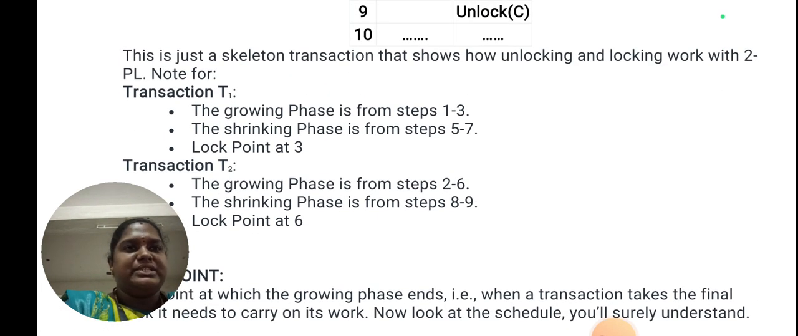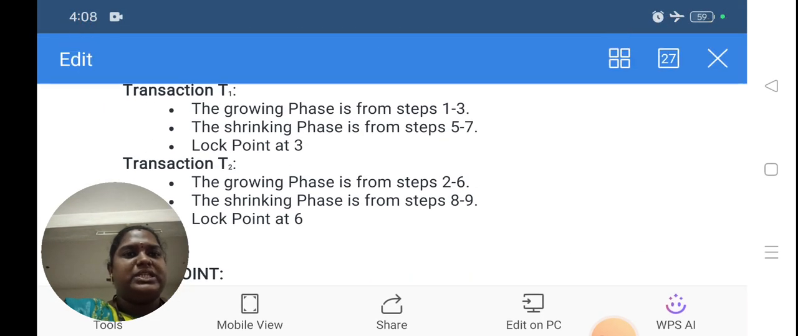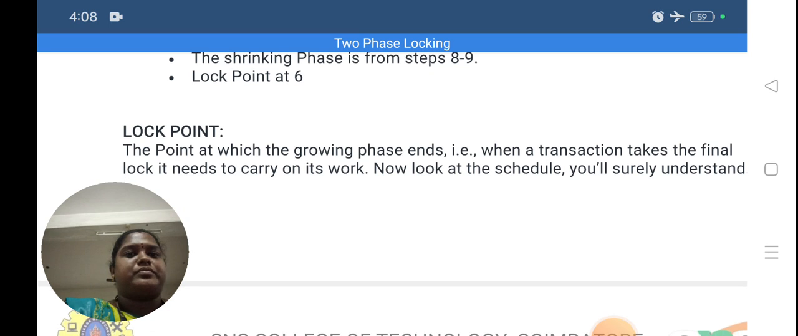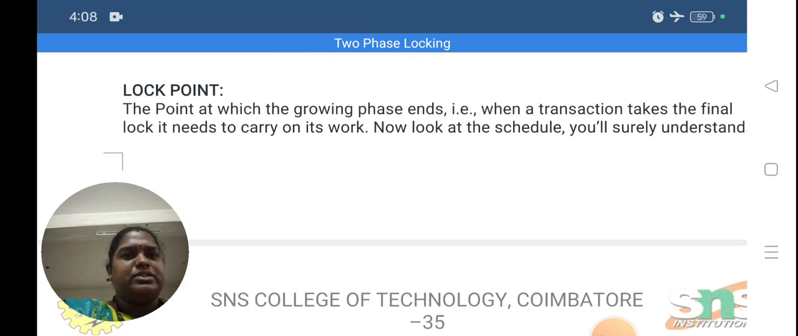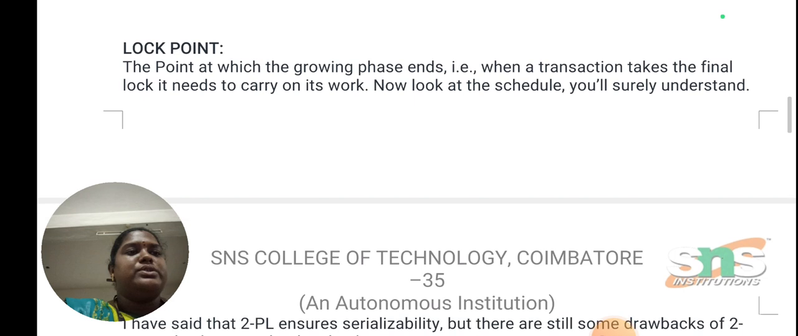This is just a skeleton transaction that shows how locking and unlocking work with 2PL. In transaction T1, the growing phase is in steps 1 to 3, with locks as in the locking protocol, and the shrinking phase is from step 5 to 7, with the lock point at 3. Lock point means the point at which the growing phase ends, when the transaction takes its final lock and carries on its work. Now look at the schedules.